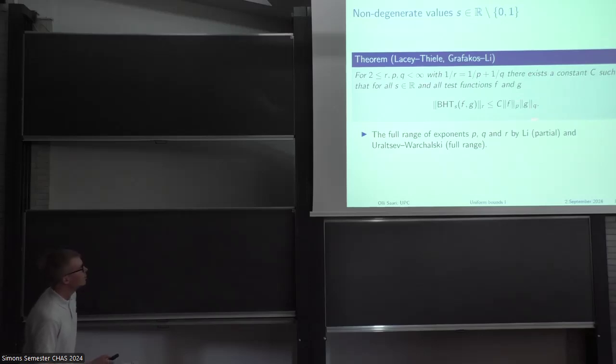So there was a partial result of Chao Chung Lee, who's the same Lee as here, and this is something like, I don't remember the year anymore. But then the full range of exponents was finally proved by Uraltsev and Warchalski, very recently, I think 22 of the arXiv date, and it's not published yet.